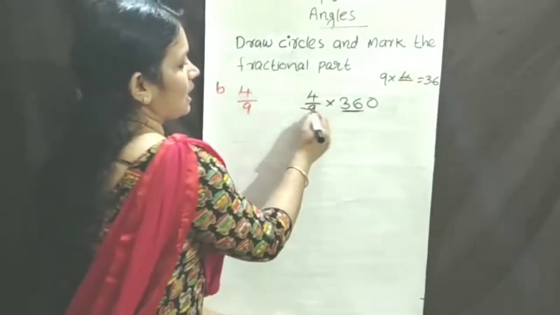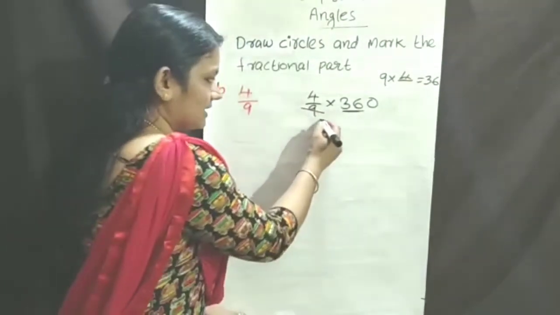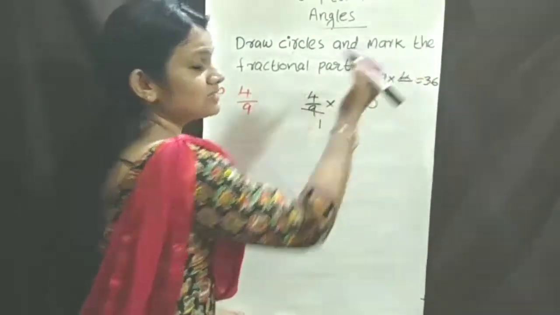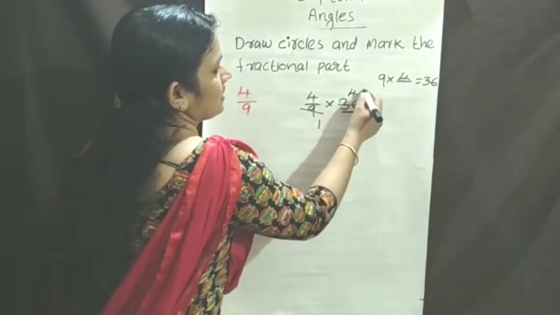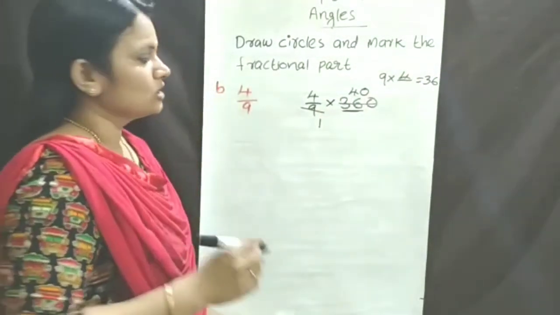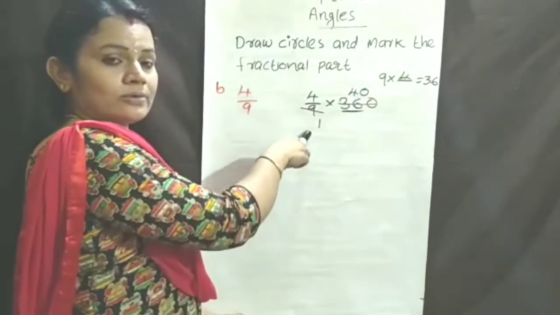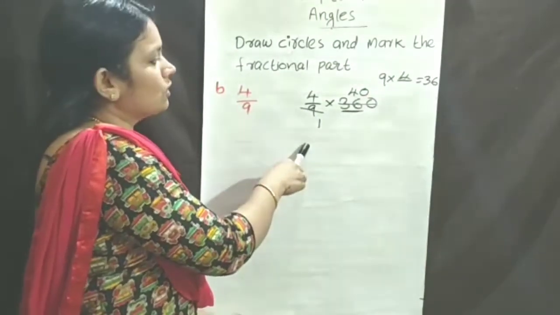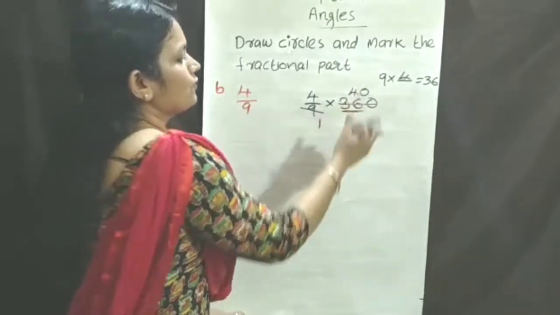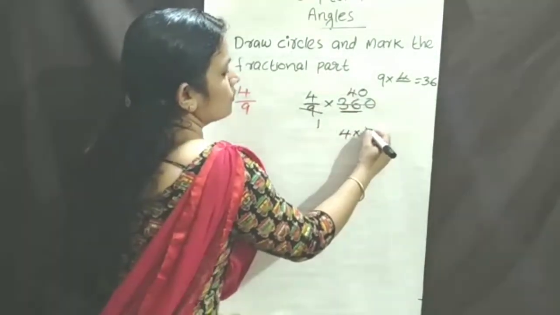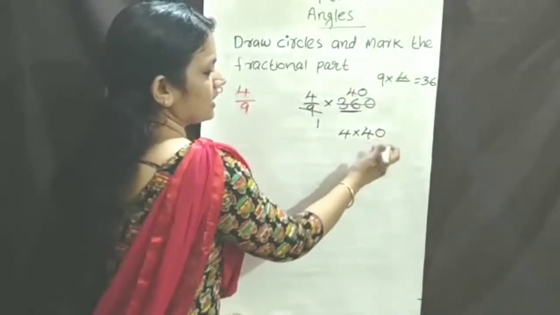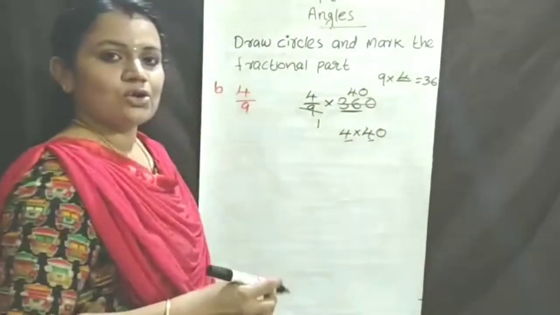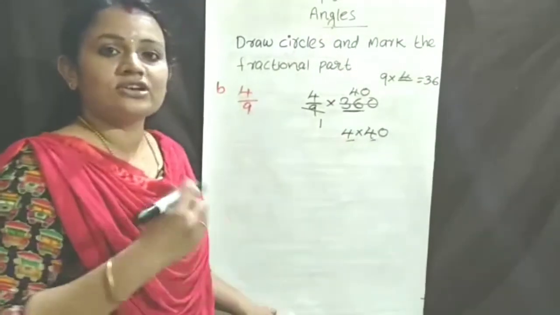So we are cutting. 9 how many times in 9? Only 1 time. 9 how many times in 36? Only 4 times. Then the 0 is right here. We will get 40. In any number, the denominator is 1. So we can write 4 into 40. How to write this easily? This 0 is here. You take these two numbers.